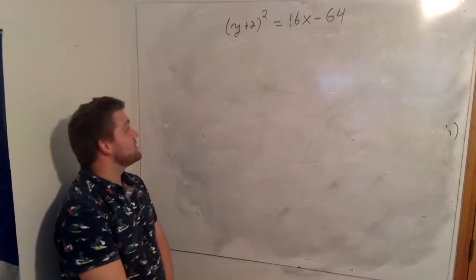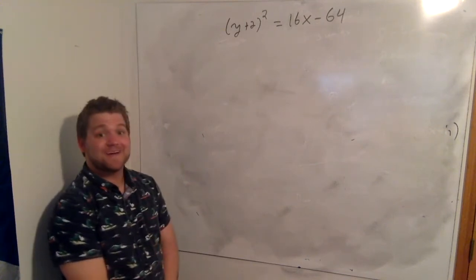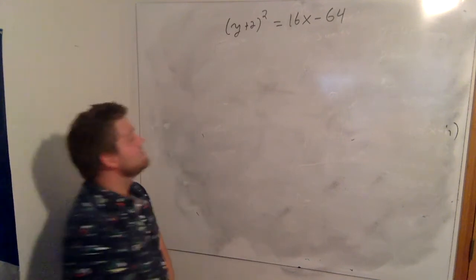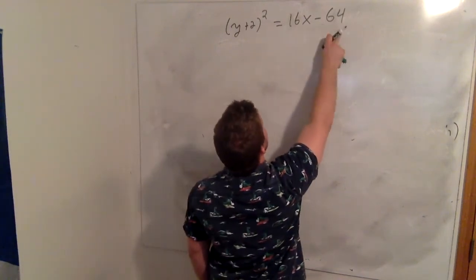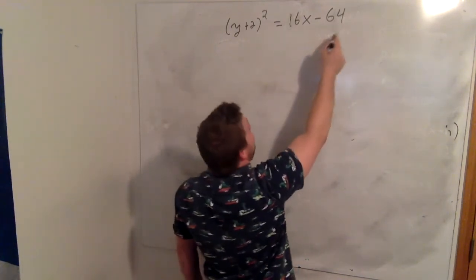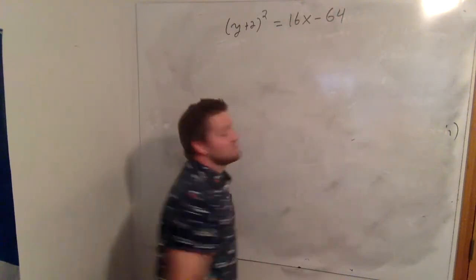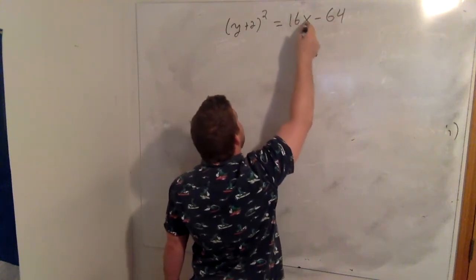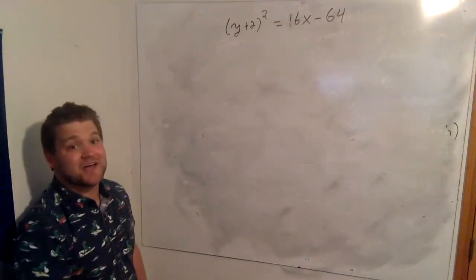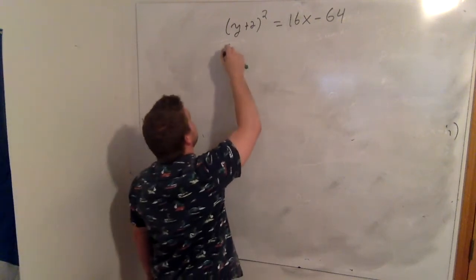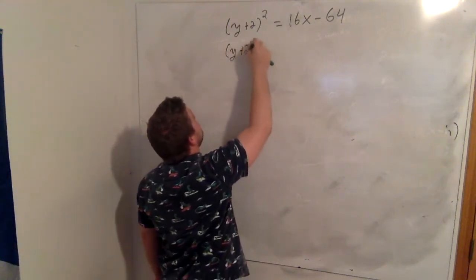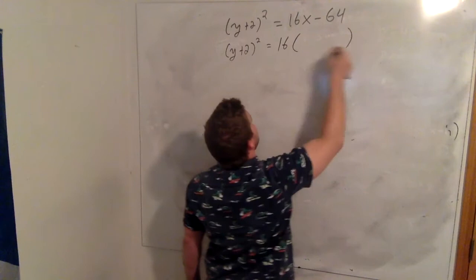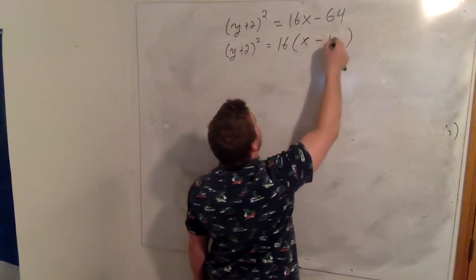Okay, let's do it. We want to be able to recognize where the vertex of our parabola is. Now, the problem is that we have 16x minus 64. This is not going to be a parabola shifted to the right 64 units, because I'm subtracting 64 directly from 16x. I want to know what's directly acting on x. So we actually need to factor first. So we should write this as y plus 2 squared is equal to, let's factor out a 16, 16 times x minus 4.